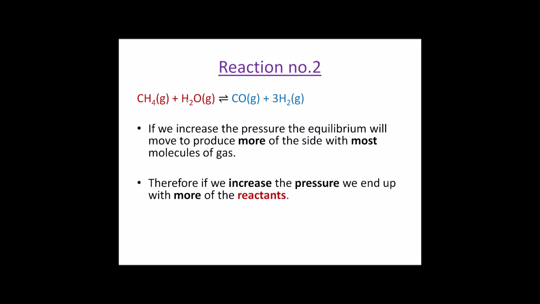So in this reaction, if we increase the pressure, we're going to make more reactants because there are fewer molecules on this side. If we decrease the pressure, we're going to make the side that's got the most molecules of gas, which is the right hand side, the carbon monoxide and the hydrogen.